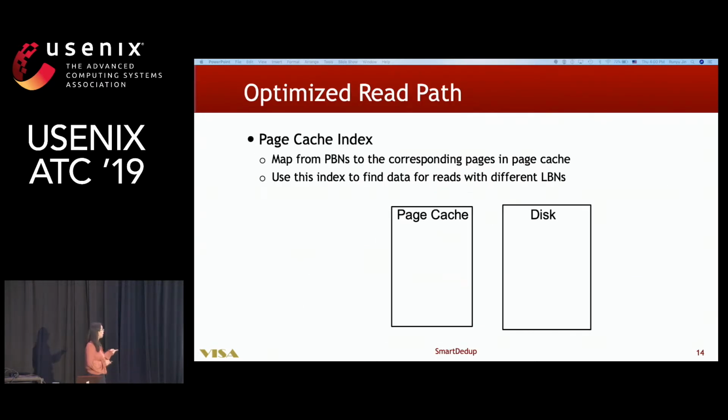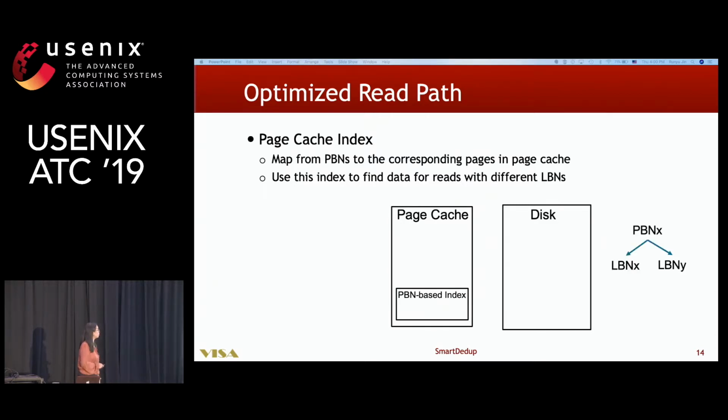So how does SmartDedup solve this problem? We optimize the read path to utilize the duplicate data in the page cache. We added a page cache index in the page cache to map from PBNs to the corresponding pages. So if a request looks for the data in the page cache and it is a miss, it will further search the page cache index.